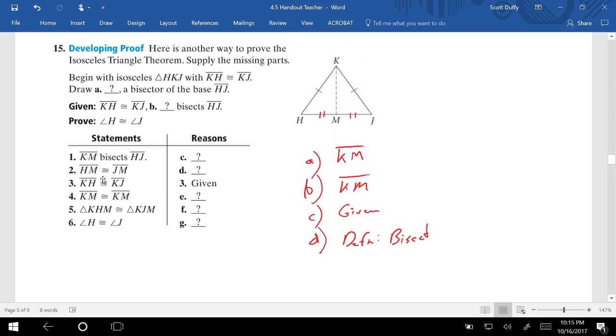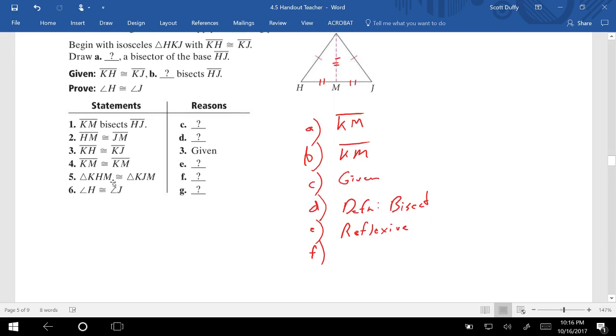E, KM equals KM. Well, that is always reflexive. Something equals itself. F, triangle. So after I draw that reflexive in, I can see right away I have side, side, side. So that would be my congruency theorem to show that the two triangles are equal. And then I can say that the congruent parts, or corresponding parts, angle H and angle J, are congruent because of corresponding parts of congruent triangles are congruent.